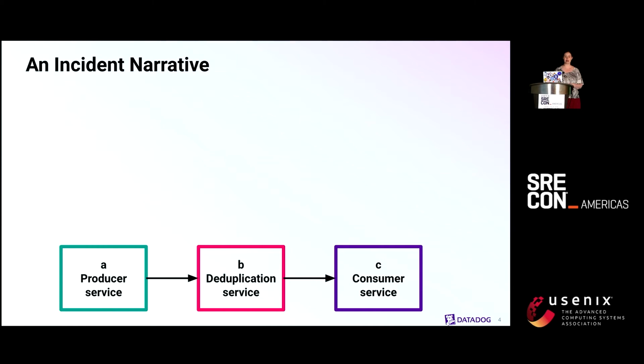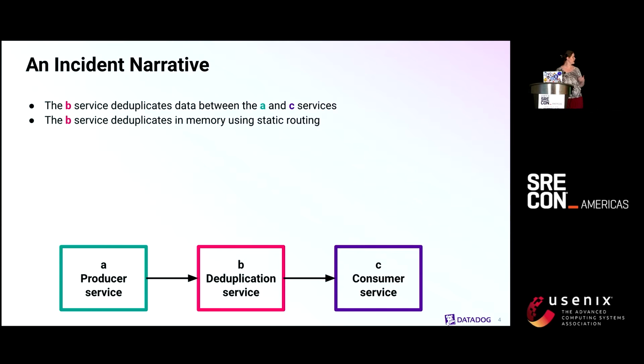So here is an example of a narrative that we might create about an incident. We've got 3 services: A, B, and C. A produces data, B deduplicates, and C then consumes this deduplicated data, right? The first thing that I've done here is set the scene of my story. Here are some services, here's how they function, here's how they interact with each other. Then in my story, we have an event.